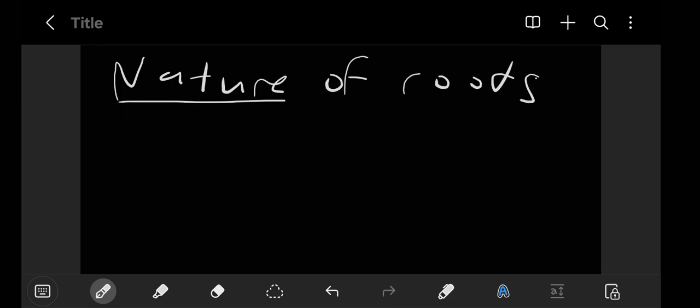Today, we're just gonna be touching on nature of roots. So, nature of roots, grade 11. Let me just write down the topic for us. Nature of roots. Okay. So, guys, what do we know about nature of roots?